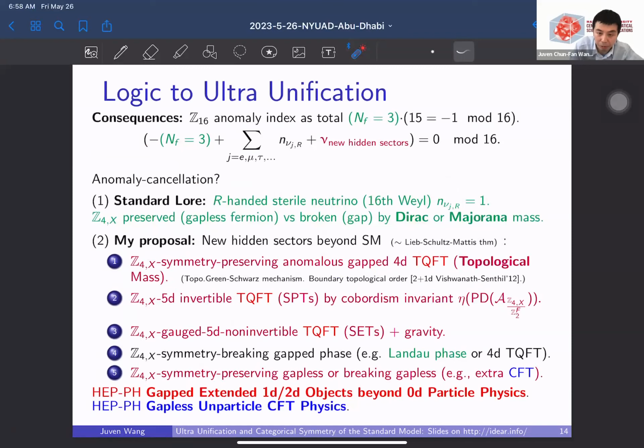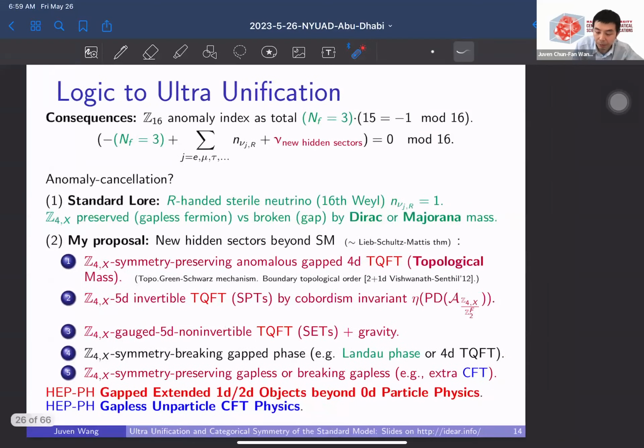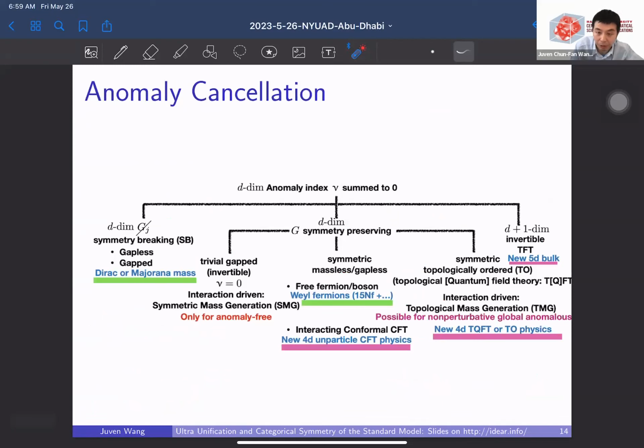And these are the possibilities I drew in the cartoon earlier, but right now writing them down, other than the standard Dirac-Majorana fermion masses, from the sterile right-handed neutrino paired with itself or with the left-handed neutrino, we then have these new sectors, which basically include beyond-zero-T particle physics with extended objects and topological sectors, or non-particle CFT physics. But right now, the main purpose of adding those sectors is to cancel some global nonperturbative anomaly. So this is a summary of the first part.